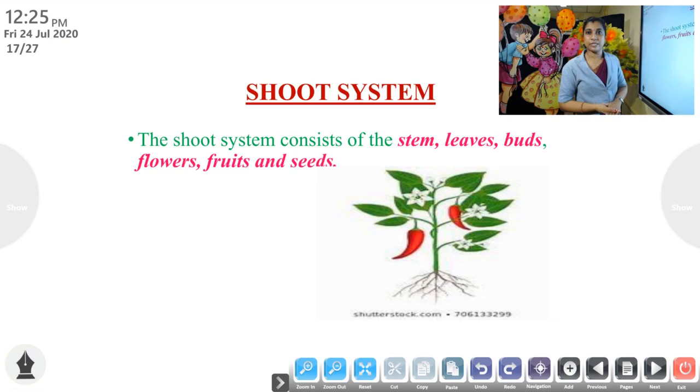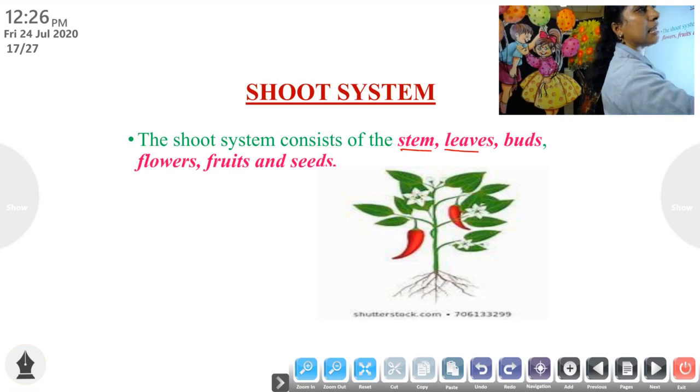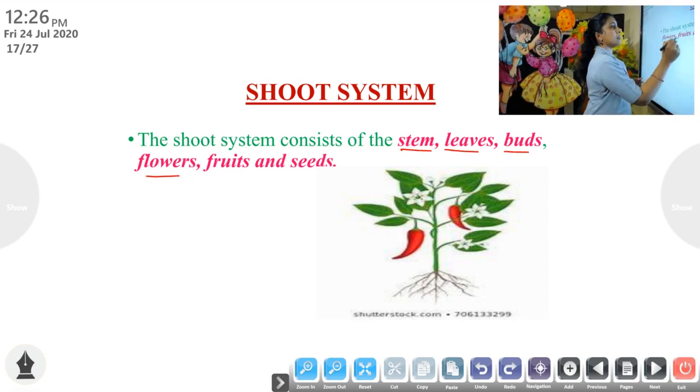Next is about the shoot system. You learned that a plant has how many systems? Two systems. Which are they? Root system and shoot system. You learned about the root system. Next, about the shoot system. What is the shoot system? The part of the plant that grows above the soil is known as the shoot system. The shoot system consists of stem, leaves, buds, flowers, fruits, seeds, etc.